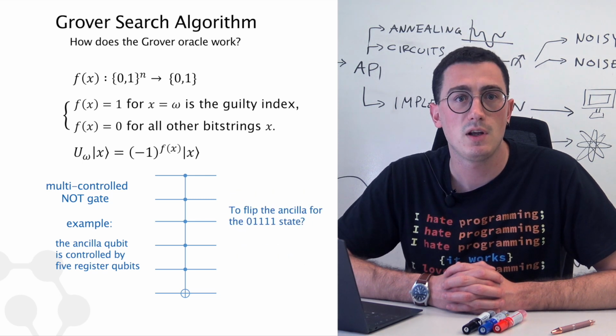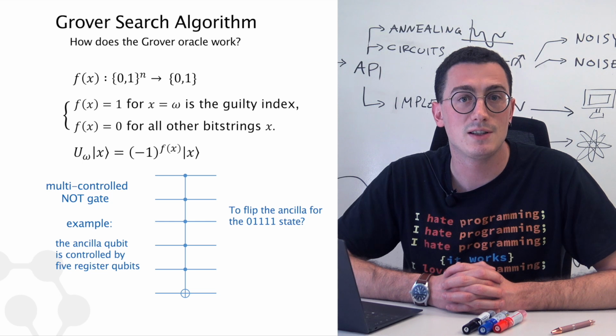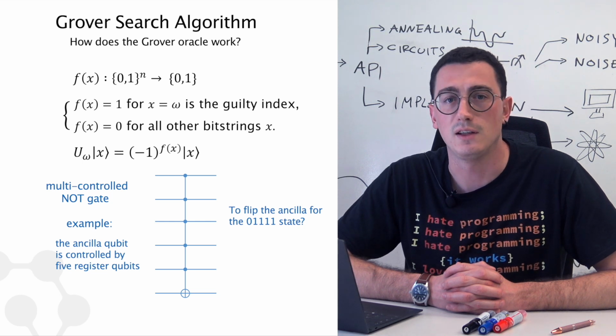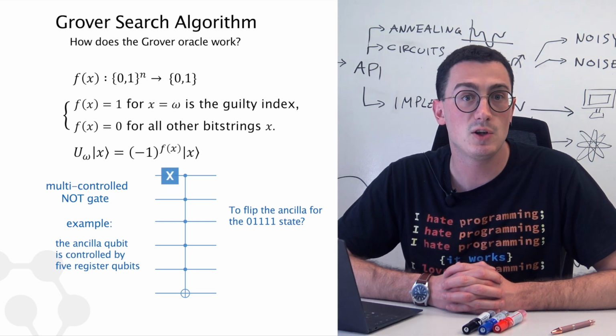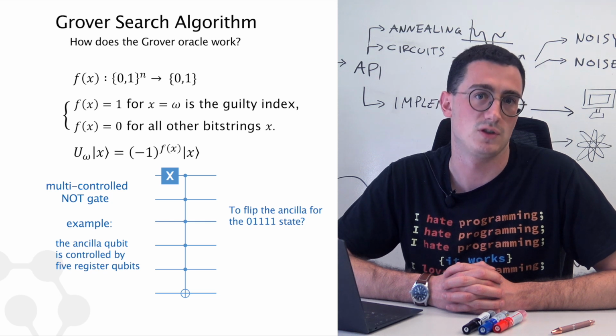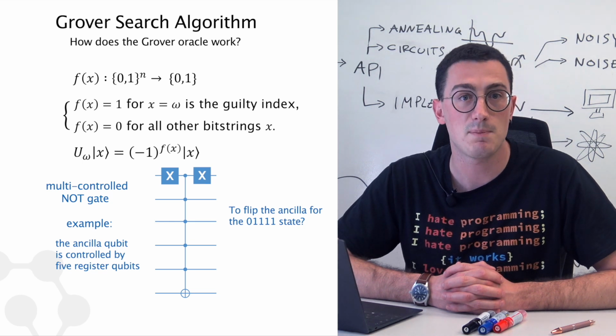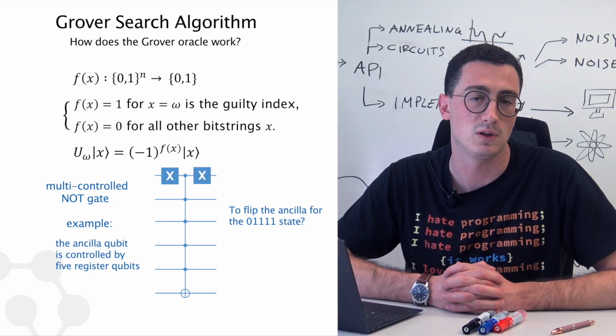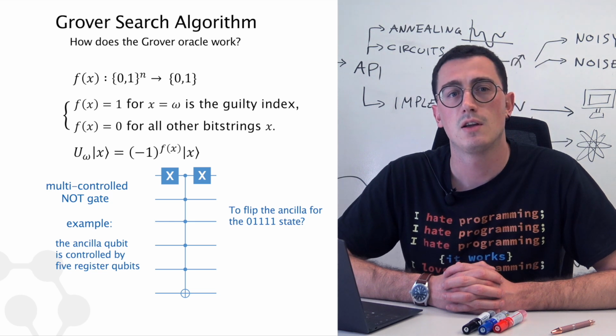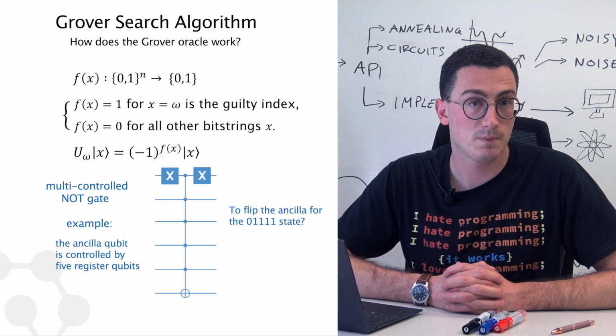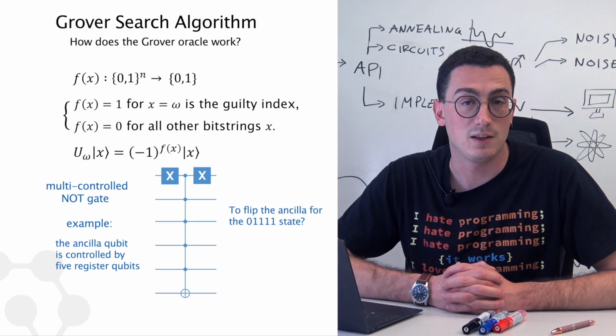To give an example, if you want to activate the gate with the 0, 1, 1, 1, 1 state, then you need to apply a NOT gate to the first qubit of the input register. Then you apply the multi-control NOT, and finally you restore the original state by reapplying the NOT gate to the first qubit of the input register. Now let's go to the code to see this effect in practical terms.